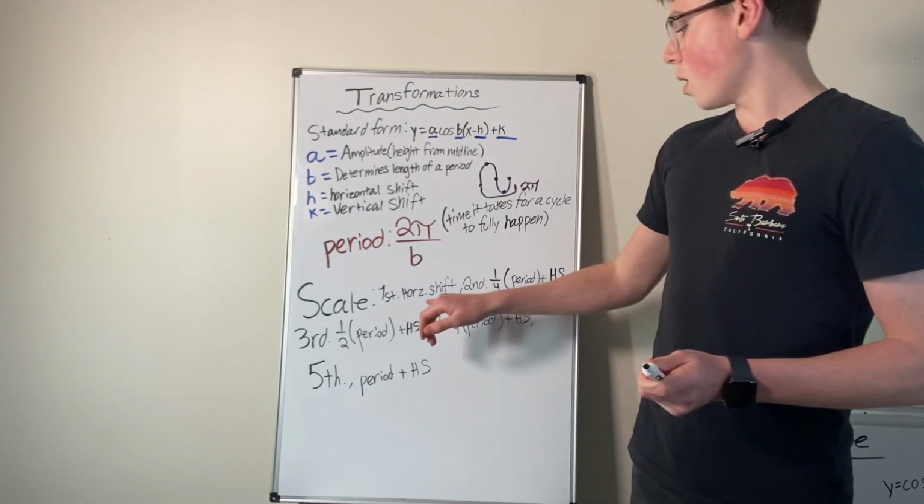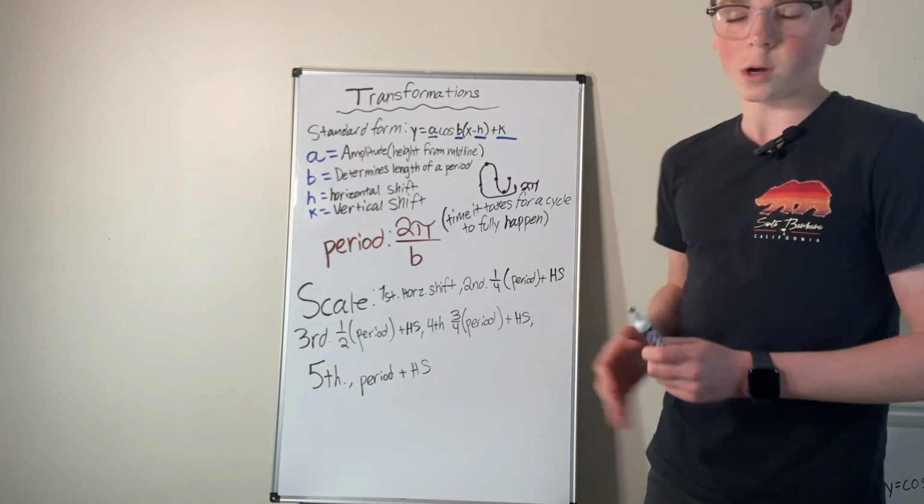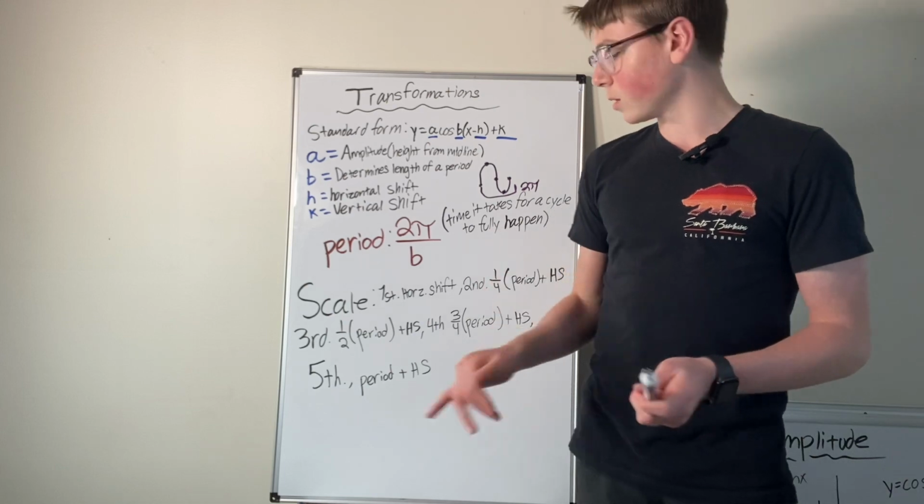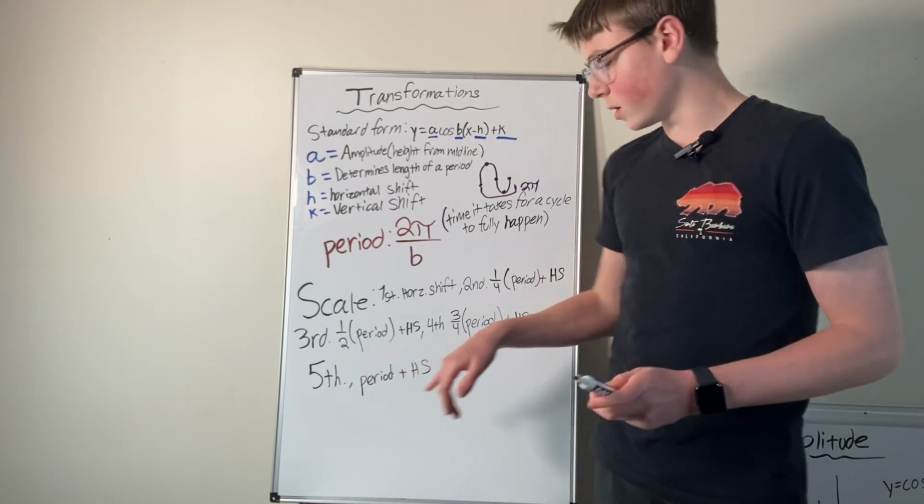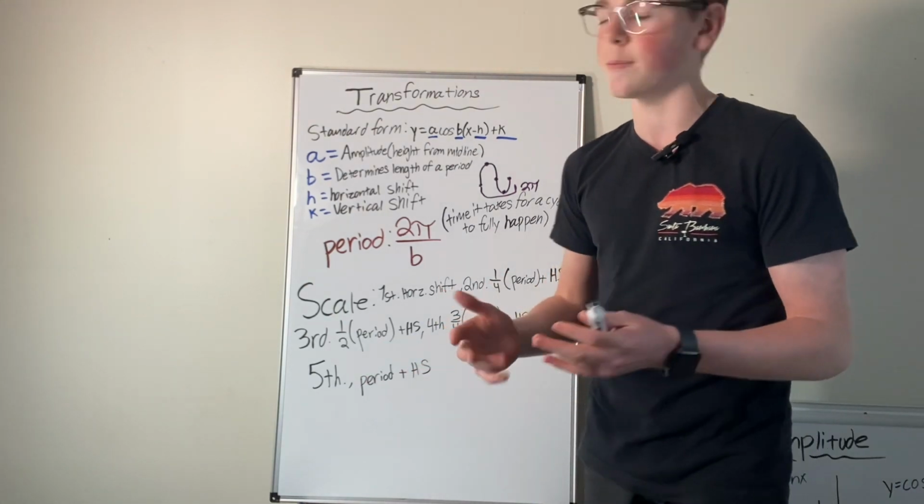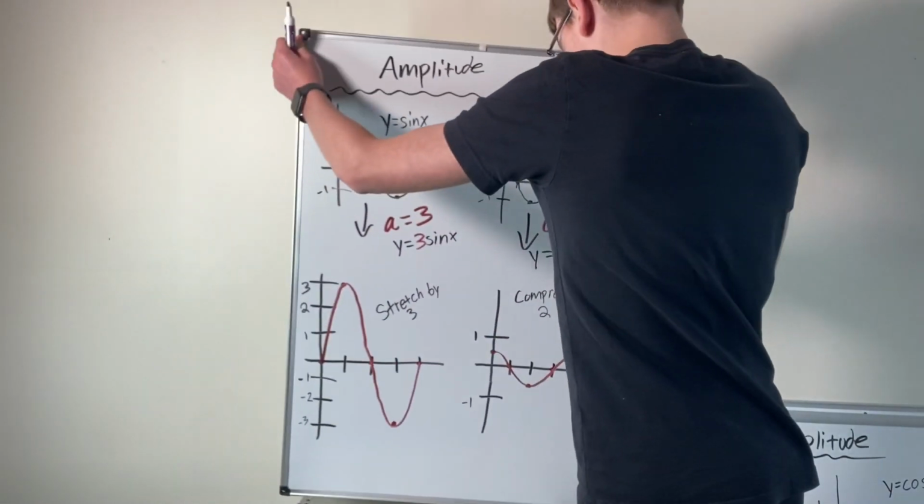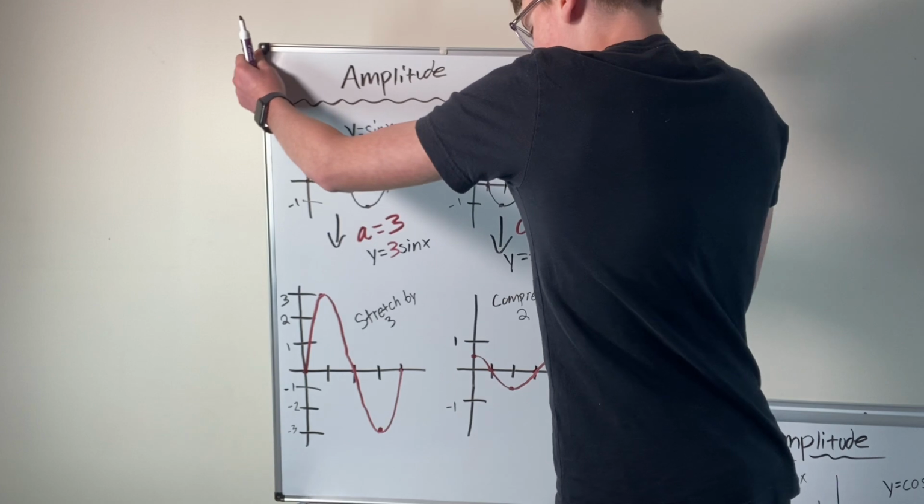But after you do horizontal shift and this second one of 1/4 times the period plus horizontal shift, you should start to see a pattern. Maybe on 1/2 you will, and then you don't even have to do the 4th and 5th one. You'll just see the pattern, and you'll create the scale of your graph. So let's quickly go over all of these.